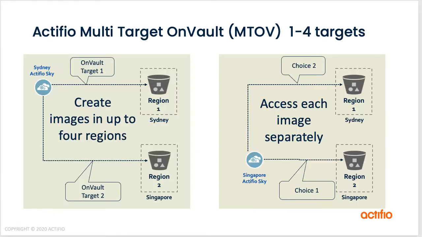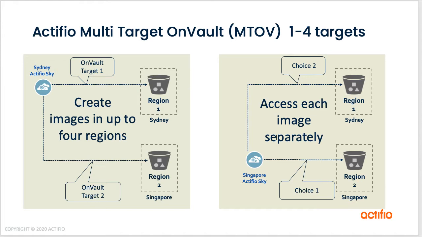Now, the nice thing, if I do it that way, is that if I'm, for instance, running my Actifio Sky appliance in the Sydney region, and I'm creating my backups in the Sydney region and my offsite copy in the Singapore region using that second OnVault job, using that multi-target OnVault capability, if I have an outage in the Sydney region that affects just the Sky, so for instance, the availability zone that the Sky is in is down, I could bring up a new Sky appliance in the Singapore region and then import the images from the Singapore bucket, or in fact even from the Sydney bucket, and start using them.